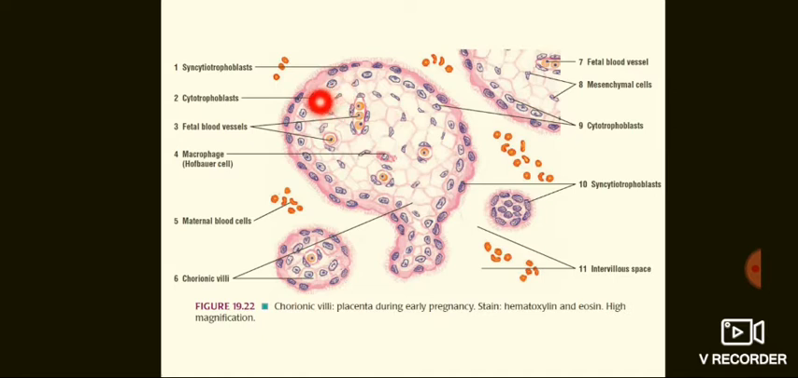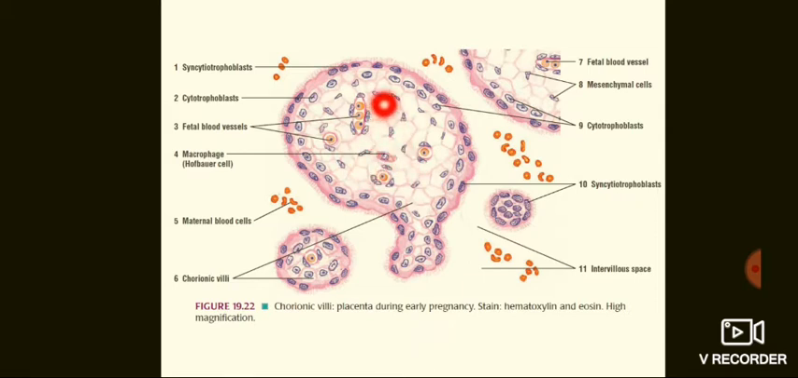The core of the chorionic villus is formed by the extraembryonic mesoderm, and in this core two types of cells are seen. First cell is fusiform mesenchymal cells, and second cell is macrophage, and these are large macrophages, and they are known as the Hofbauer cell. The Hofbauer cells are phagocytic cells of the placenta.